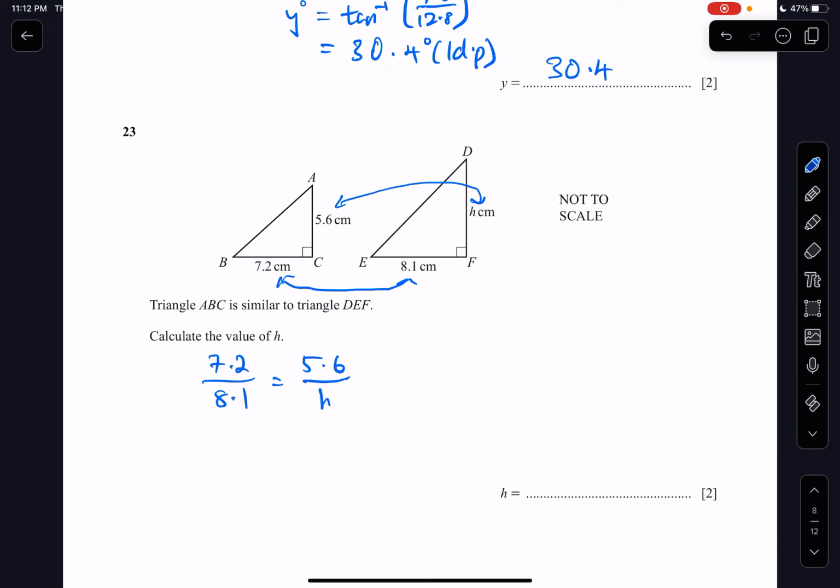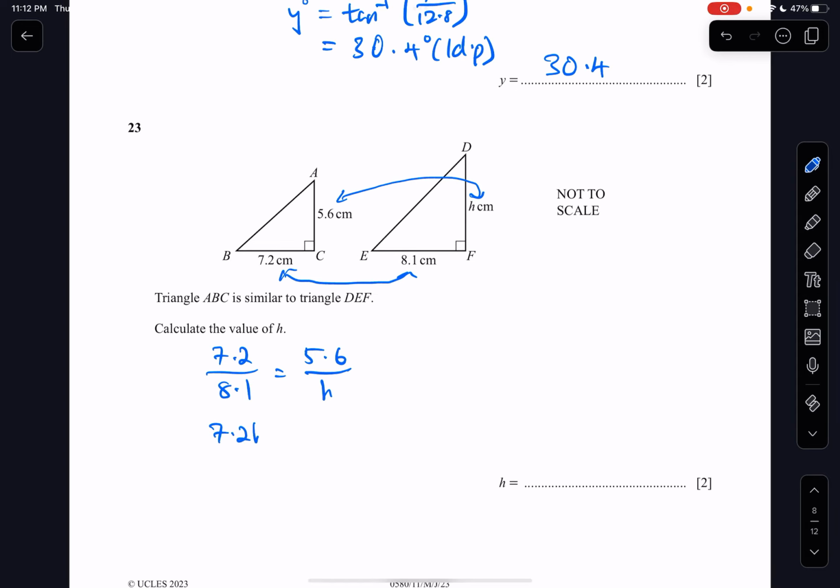So do a quick check. The smaller one on top, the bigger triangle below. Okay, so the first thing we can do now is to cross multiply. So I'll have 7.2h equals to 5.6 multiplied by 8.1, which will give me a total of 45.36.